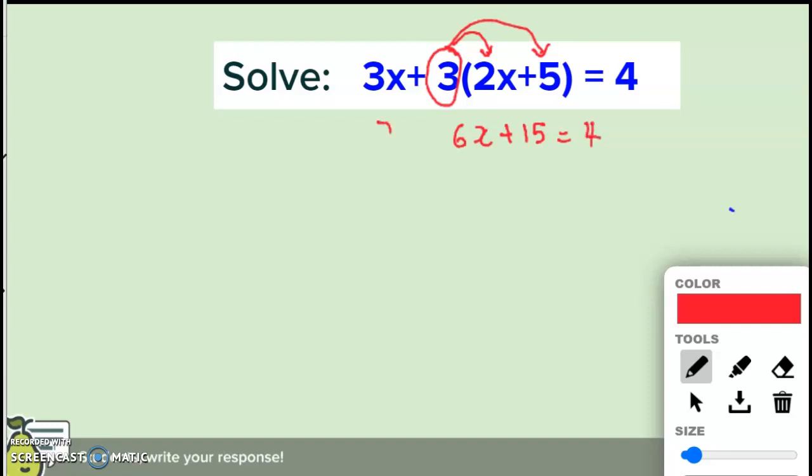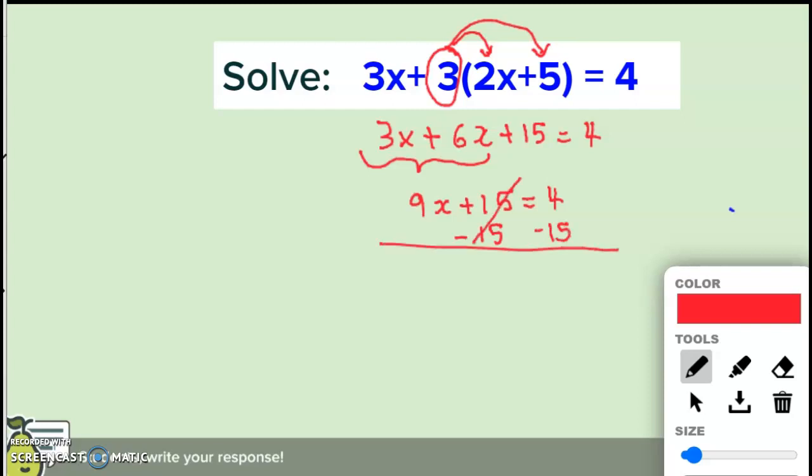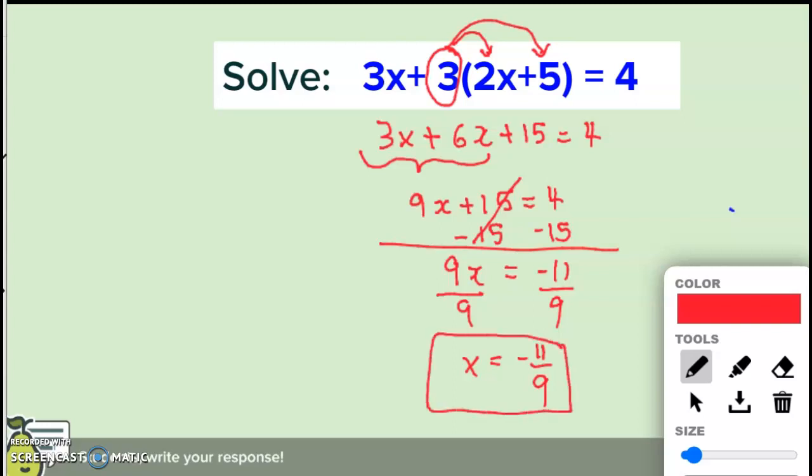But I still have this 3x that I haven't touched, so I need to put that down as well. Then I notice that these two are like terms. So 3x plus 6x is 9x plus 15 is equal to 4. I subtract 15 from both sides, and that leaves me with negative 11 is equal to 9x. And then divide both sides by 9, and you get x is equal to negative 11 over 9, a number that you would have never been able to guess.